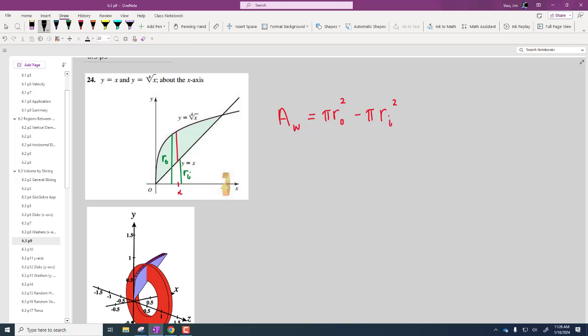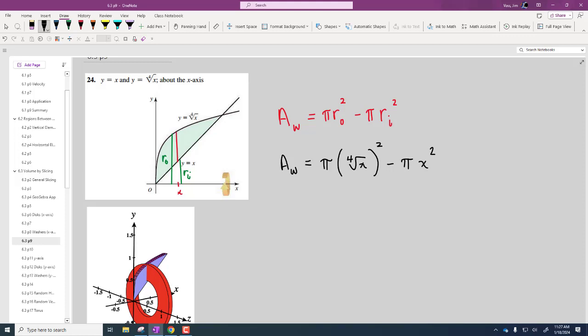So our cross-sectional area, the area of the washer, the area of the annulus, the math word for a washer is annulus, we get pi outer radius squared. So 4th root of x squared minus pi times the inner radius squared. Ooh, that's easy, x squared. So there is the area of the washer at x.